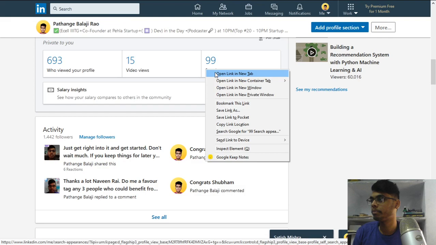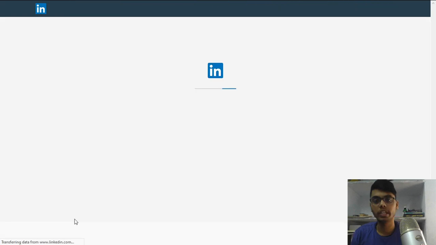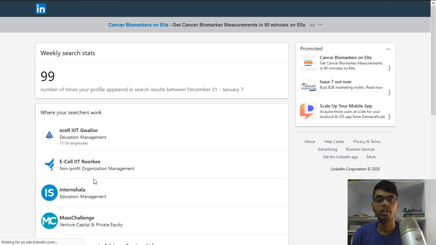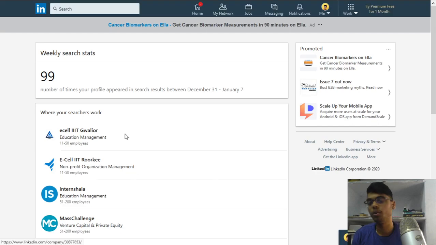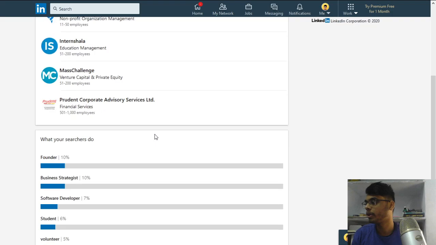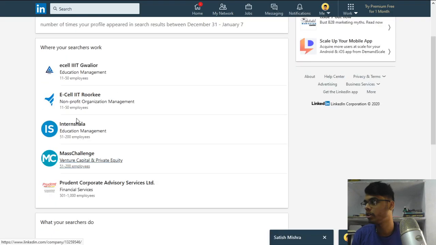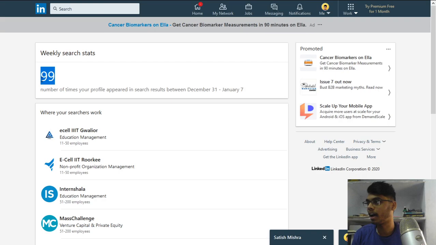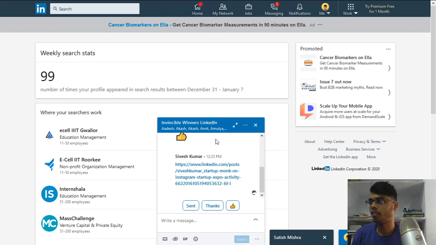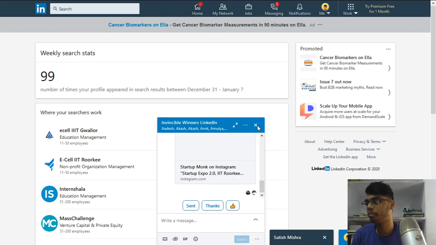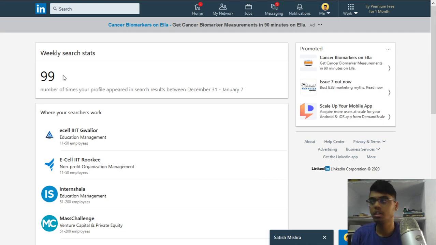And these are the search appearances. Whenever people are searching for you or your name, you can see based on what search keyword your profile is coming up, which organization the searchers are from, or what work they do, and all of that. Like people from IIT Roorkee, Internshala, Mass Challenge, and a lot of others. In the last 7 to 8 days, I got around 100 profile visits, which really is awesome, because getting 100 in 7 days is a good one.